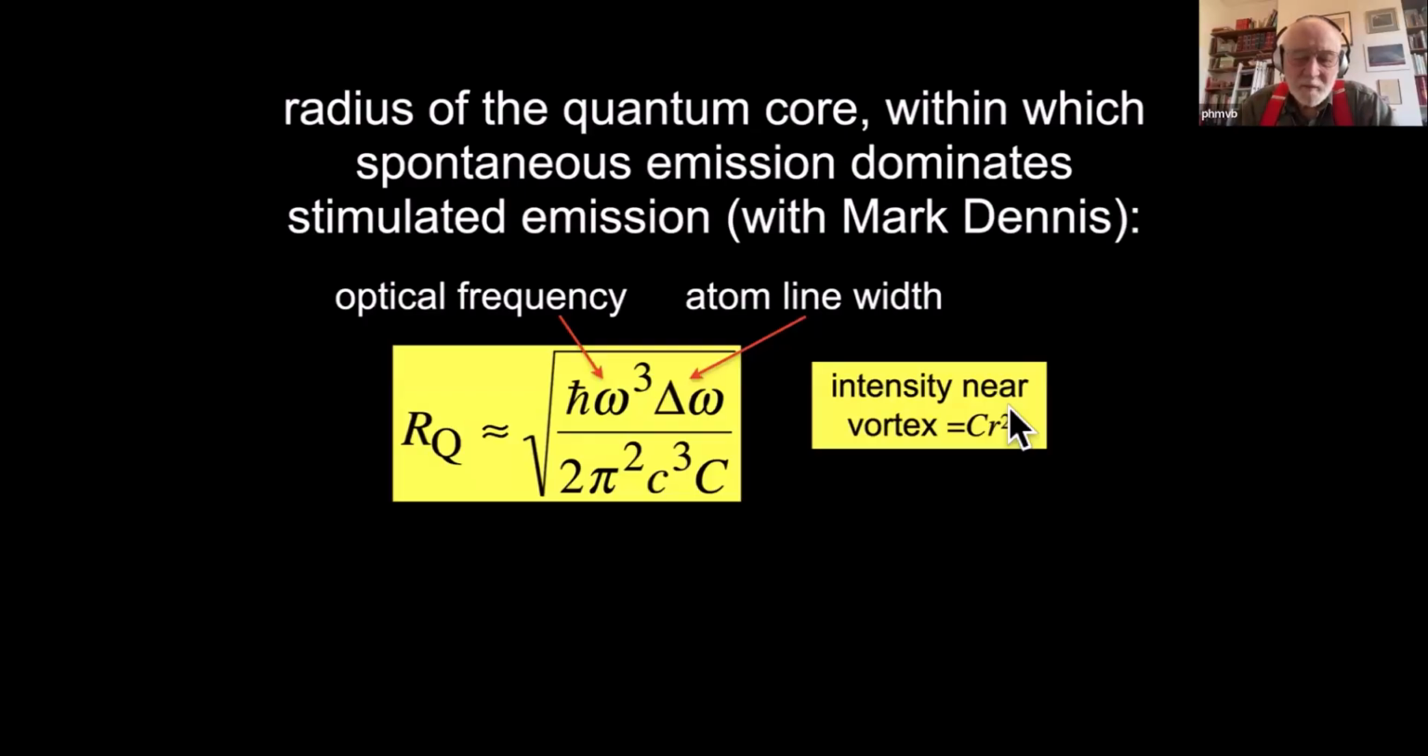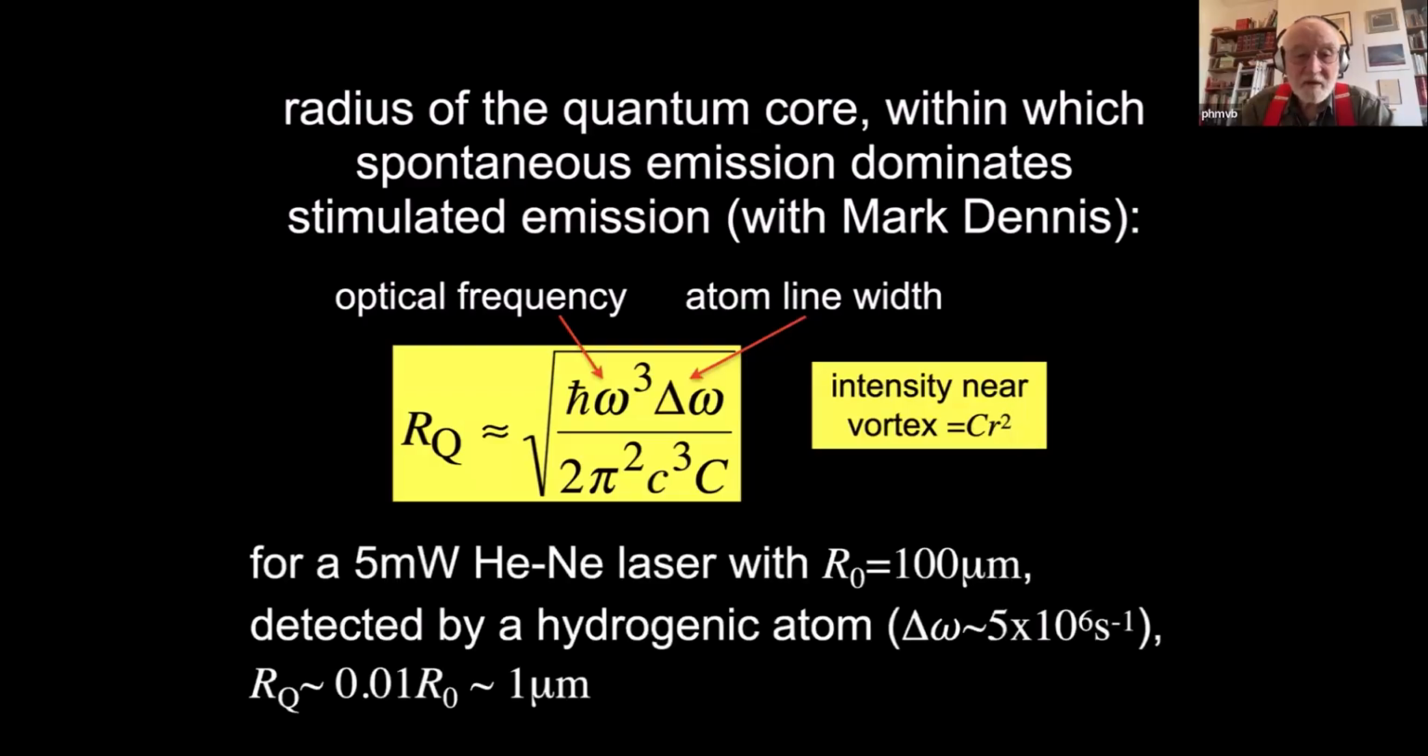And so just as an example, we would love somebody to investigate this and measure this, because we think it's a fundamental effect. If you have a helium neon 5 milliwatt laser focused down to 100 microns as waist size, the Gaussian beam, detected by a hydrogenic atom, well then you predict that this quantum core will be about 100 times smaller than the waist, about a micron. Well, that's in principle detectable. I expect that experimentalists would find this is not the best way to detect, but still, it's a calculation we did. Now, this is very general.